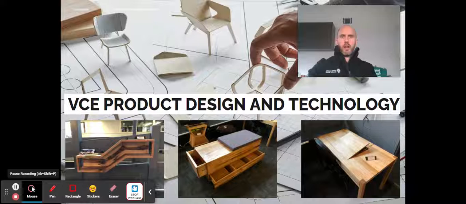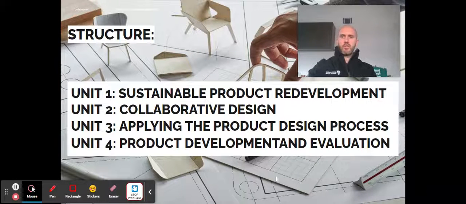The course is broken up into 4 units like every other VCE subject. Those units are called Sustainable Product Redevelopment, Collaborative Design, Applying the Product Design Process, and Product Development and Evaluation. Obviously, you should have an understanding that Unit 1 and 2 is Year 11, Unit 3 and 4 is Year 12. In both Unit 1 and 2, you'll make a product. In Year 12, you'll only make one.